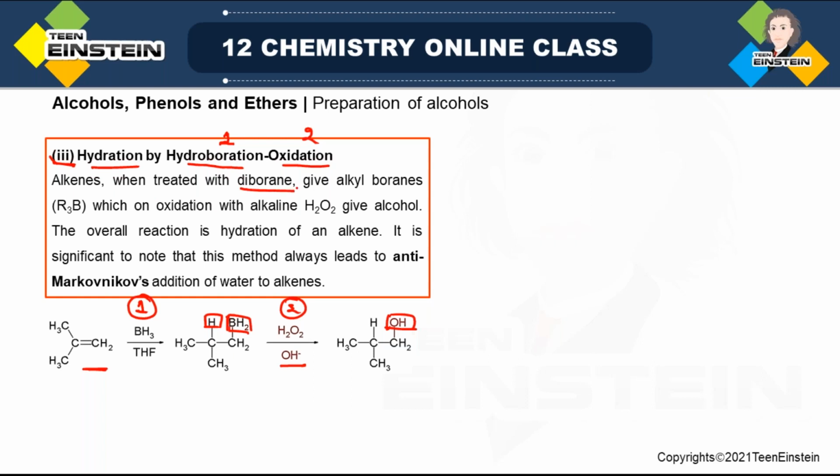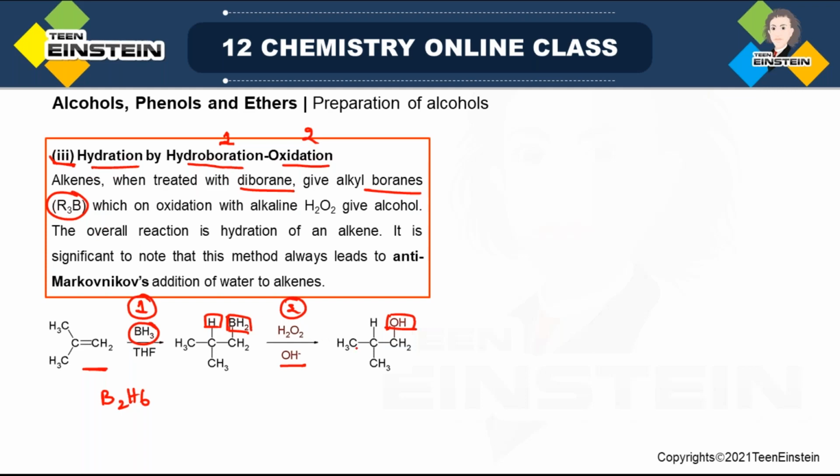Alkene when treated with diborane, diborane means B2H6. Because BH3, though we have written it here as BH3, cannot exist as monomer. It exists as its dimer form, which is B2H6, and it is known as diborane. So this is the reagent which is used for this method, and first it gives alkyl boranes. So alkyl borane, in general, the form is written as R3B. Now if you are thinking what is R3B, that will be shown after some time.